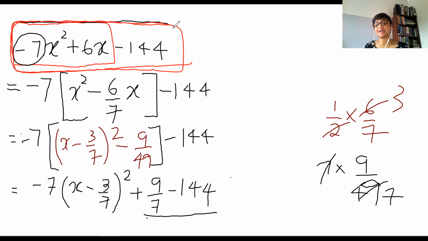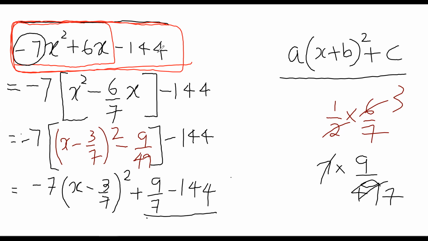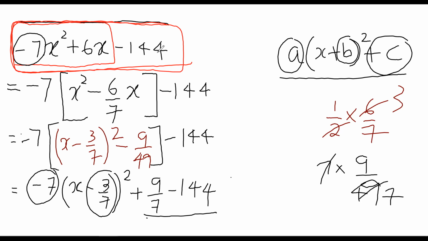And even in the exam, when they want you to turn a quadratic into complete square form, they will give you the form. They will say, write this in the form A(x plus B) squared plus C, where A, B and C are numbers. So what is our A here? -7. What is our B here? -3/7. What is our C here? These two together.